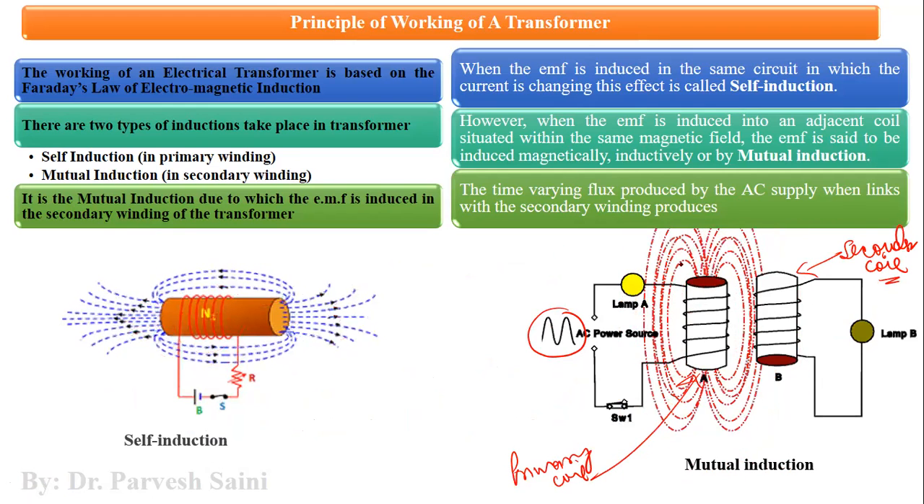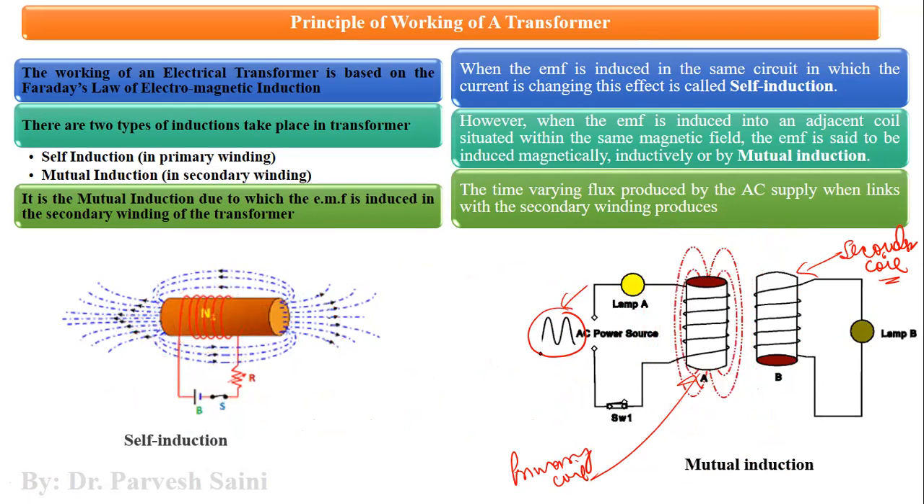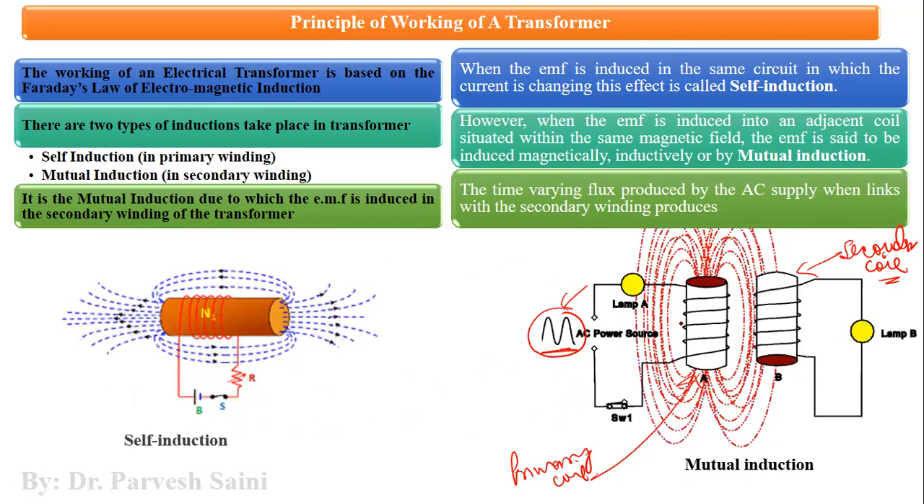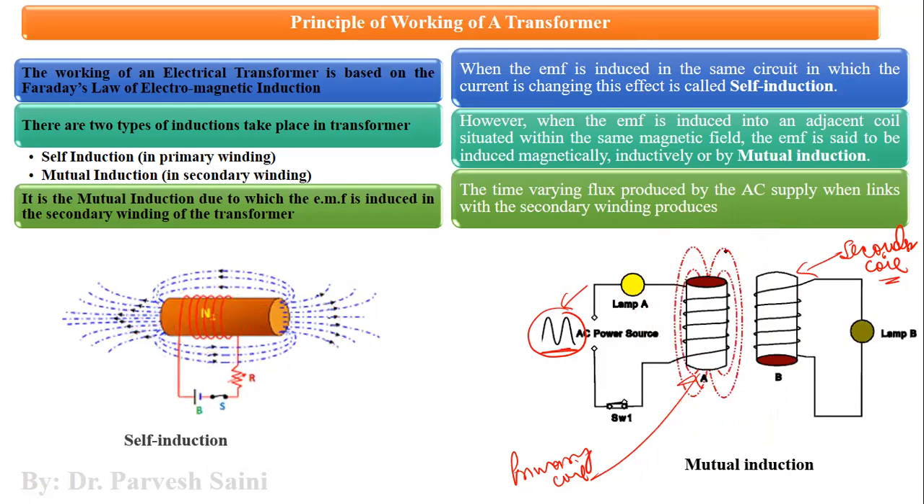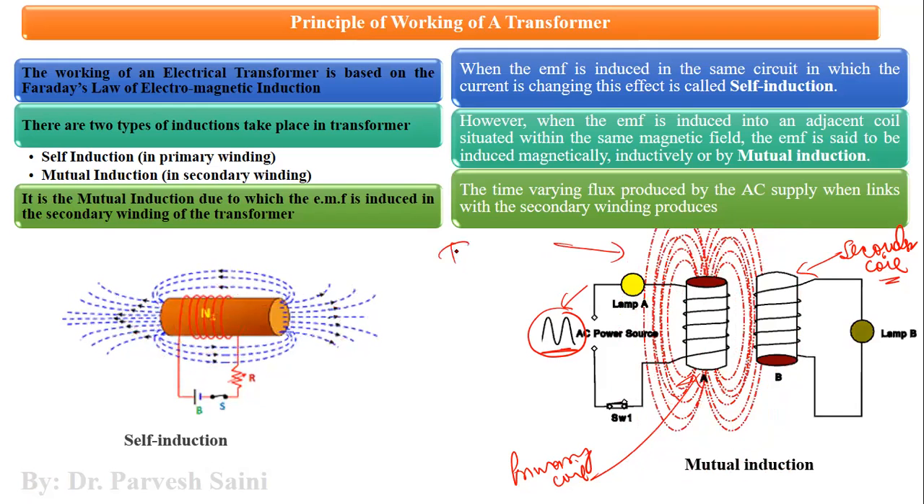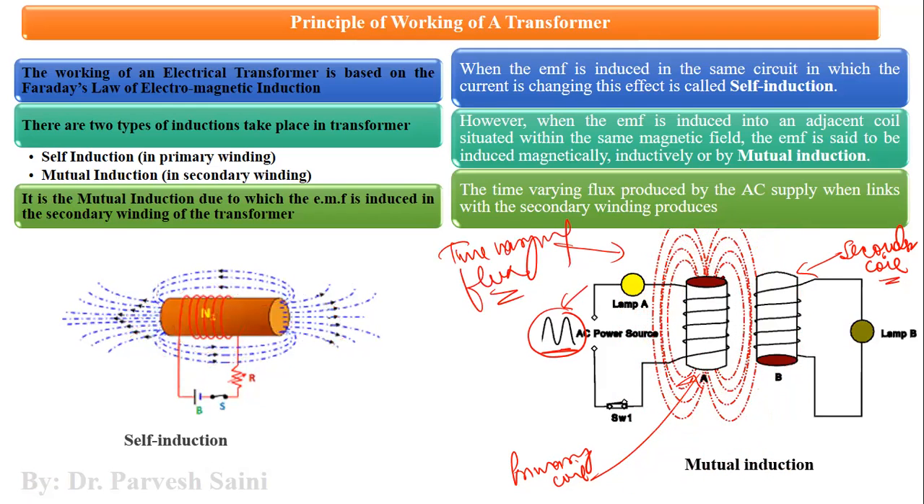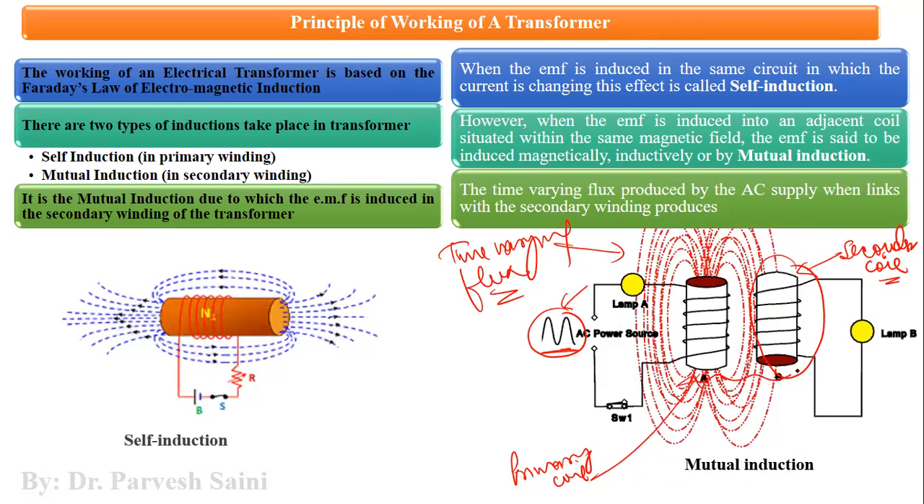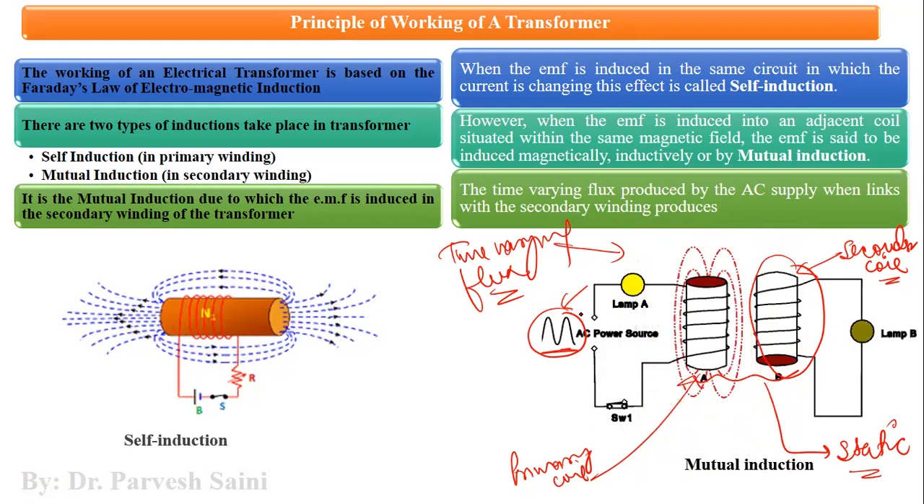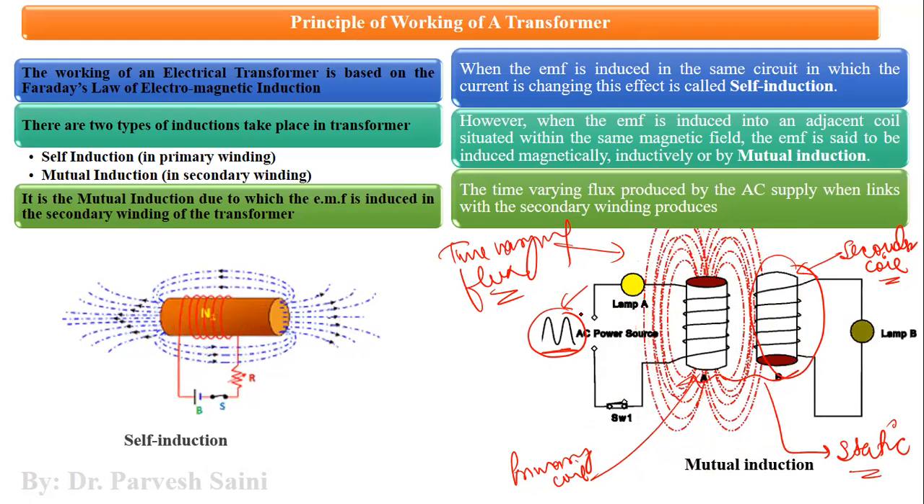As you can see here, because of this time varying supply, this flux which is generated by this coil, which is wound over an iron core, is also time varying. Because this is a time varying flux and it is linking with the other winding, and you can see that both the windings are static in nature. They are not moving at all. It is the flux which is varying with time. So there is a relative movement between flux and the conductor. So we have d phi by dt here.